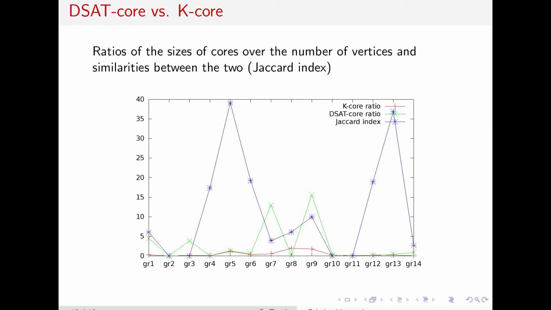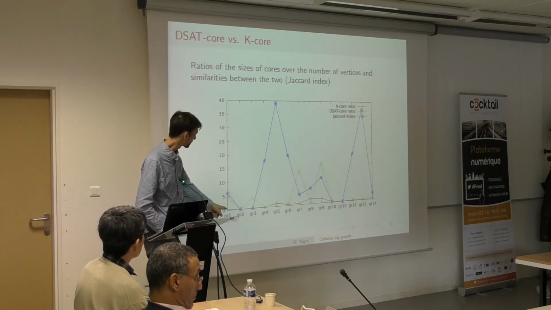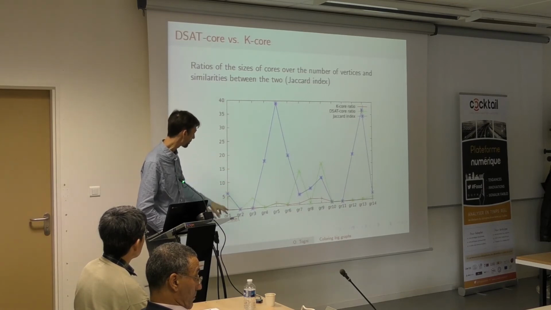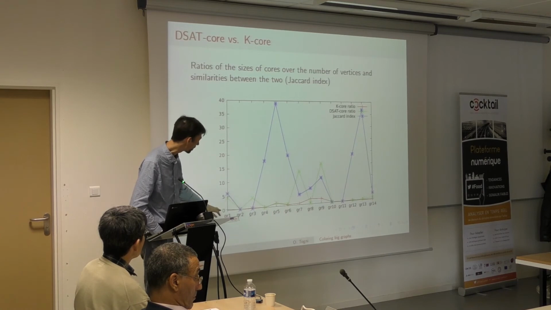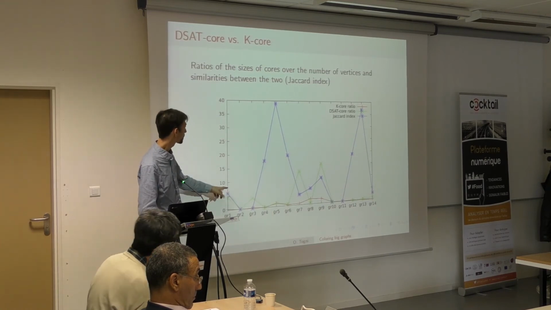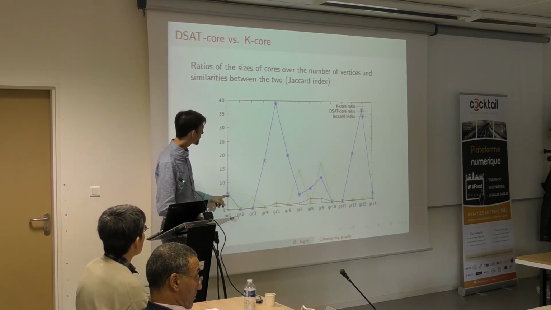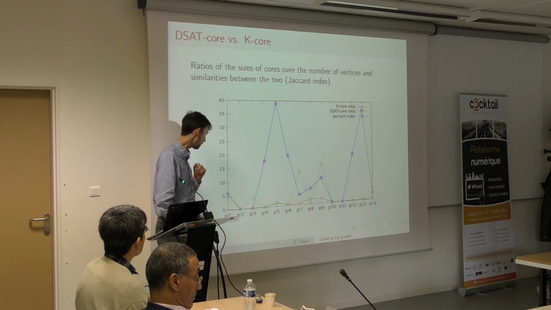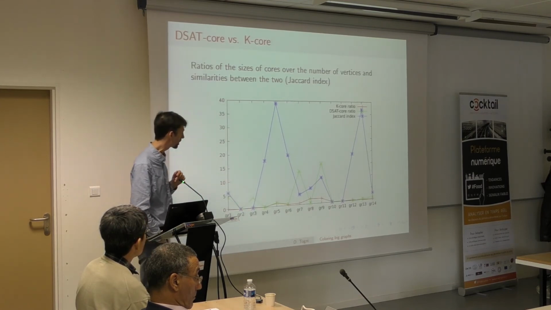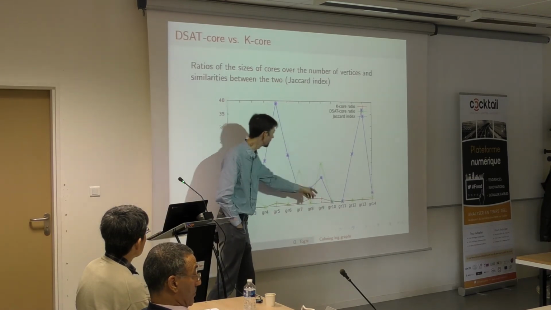So in red you have the size of the K core divided by the number of vertices, so it's very small. So we have very small K cores. We also have small DSAT cores in green, but you see that it's not really the same size for each graph. It can be quite different.